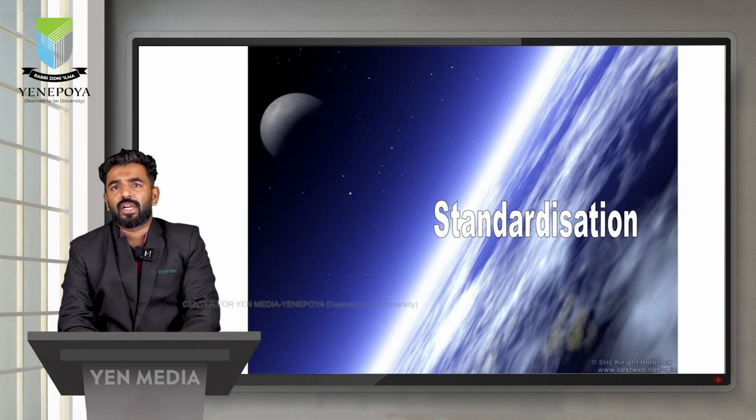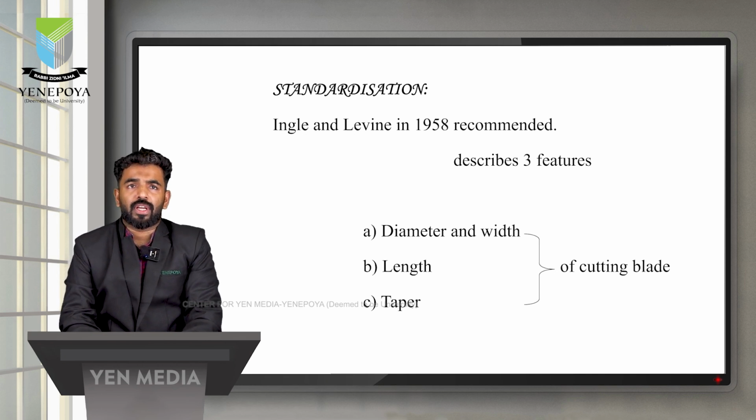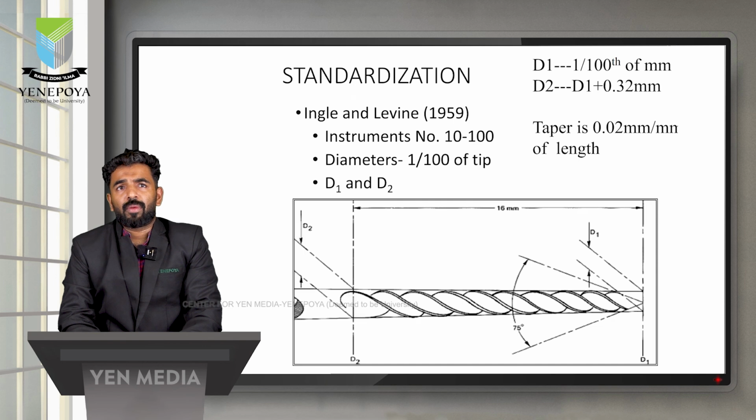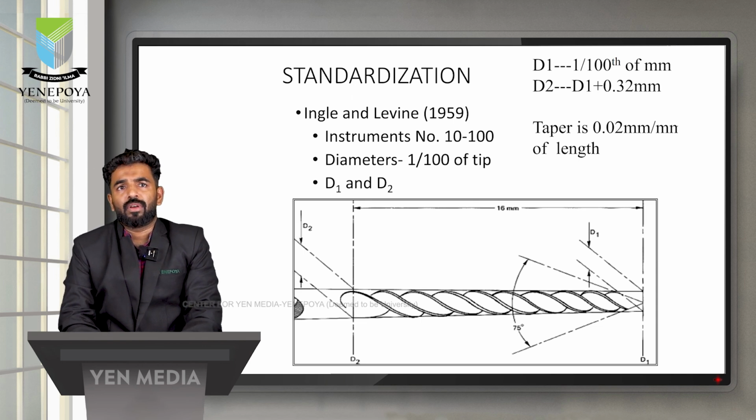The most important is standardization of instruments. Coming to the standardization, Ingle and Levine in 1958 recommended three features: diameter and width of the cutting blade, length of the cutting blade, and taper of the cutting blade. Ingle and Levine in 1959 standardized instruments numbered from 10 to 100. Diameters were 1/100th of a millimeter at the tip.